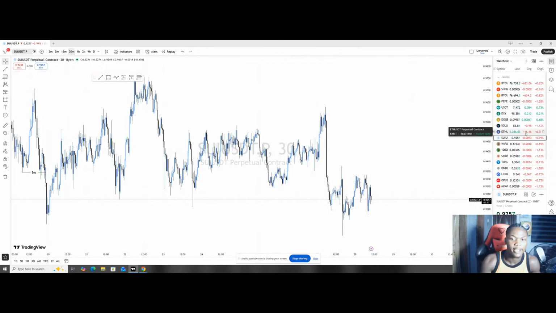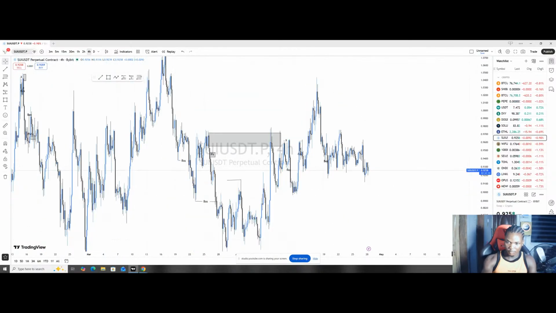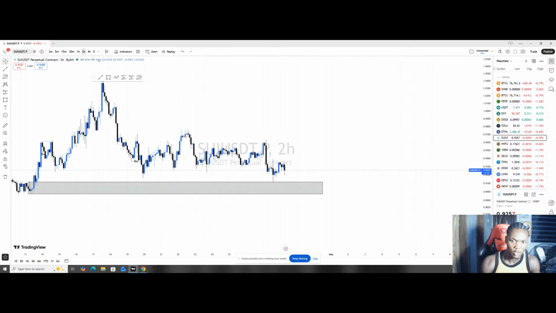So now we are on SUI. Let's go to the higher time frame on SUI. As you guys can see, SUI is actually reacting from this level. Let's go to the 2 hours time frame. To just flow with the current trend, I'm still going to be looking at price to retest this level or probably break it. So I'm going to be shorting the market. I'm looking at price to at least retest this.